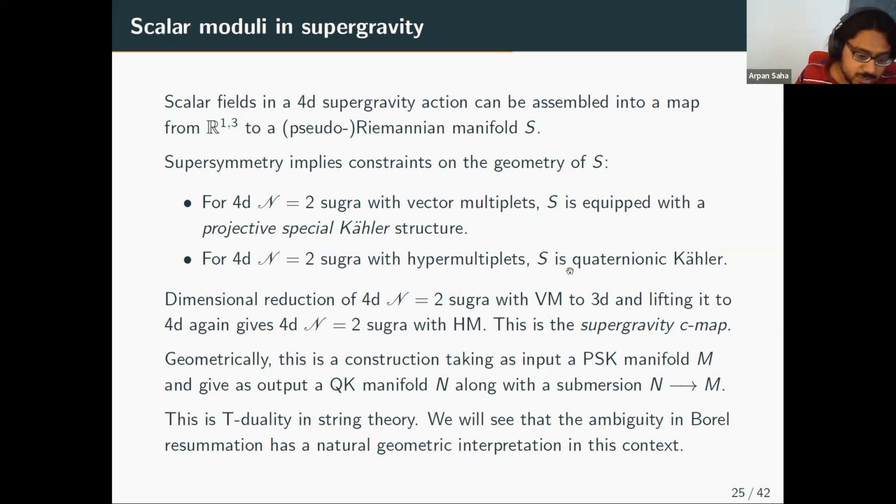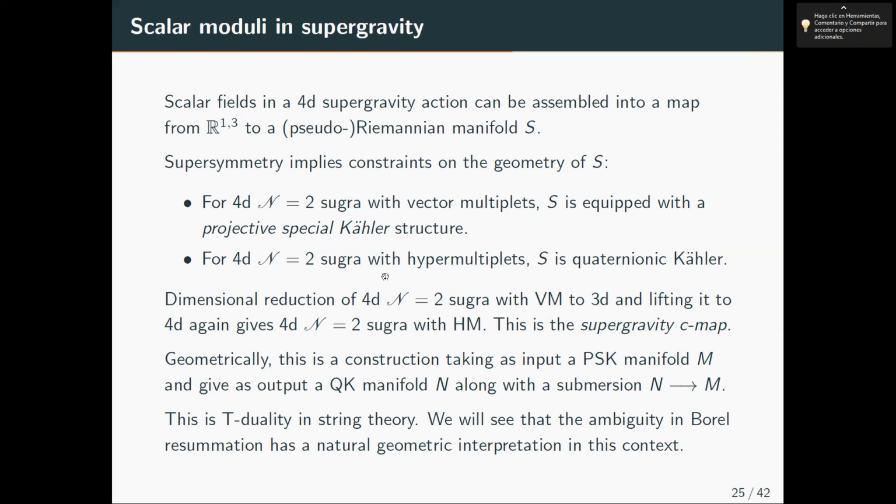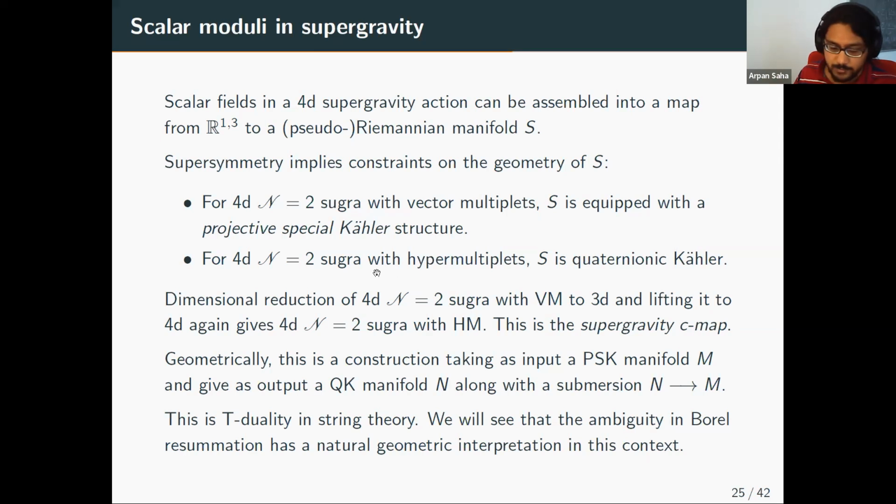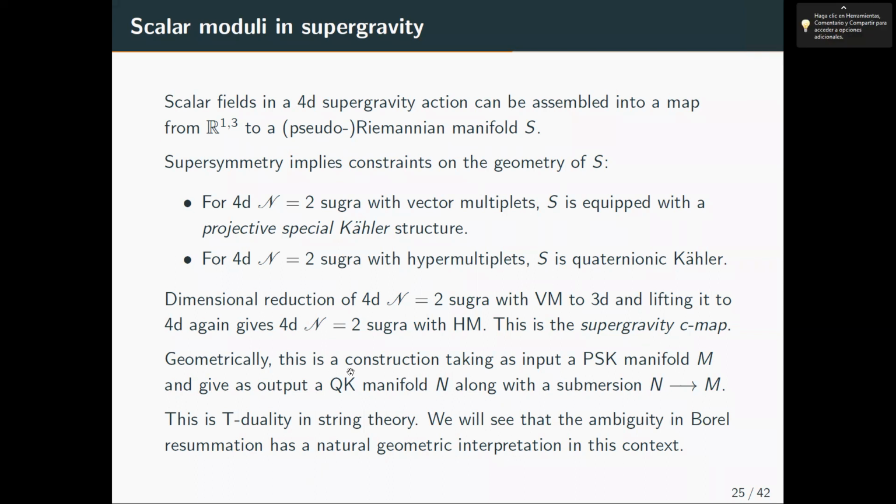Now, we can dimensionally reduce the 4D N=2 supergravity coupled to vector multiplets to 3 dimensions, and then lift it back again to 4 dimensions to get a 4D N=2 supergravity coupled to hypermultiplets. The scalars of the hypermultiplets consist of scalars from the original vector multiplets, plus some new scalars which come from the vector fields of the vector multiplets. This is called the supergravity C map. What this should give us is a geometric construction that takes as input a PSK manifold and gives as output a QK manifold, forming a bundle over the PSK manifold.